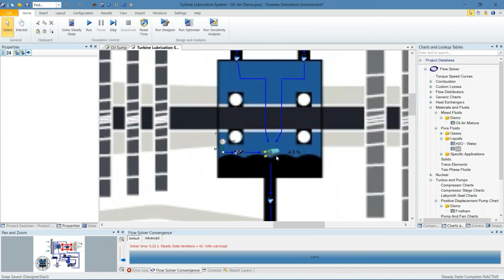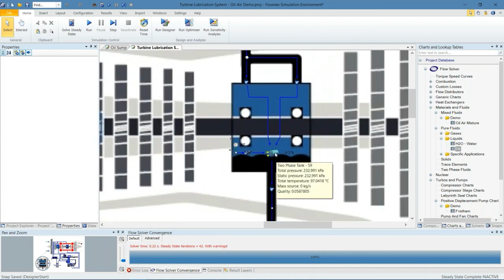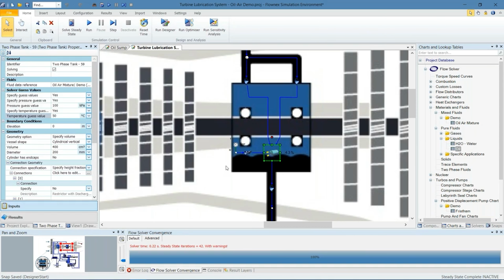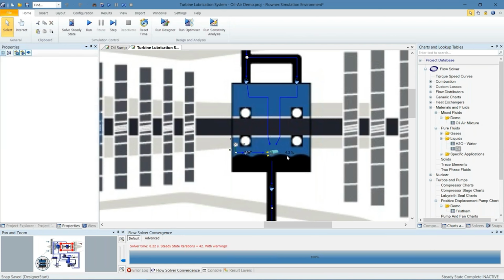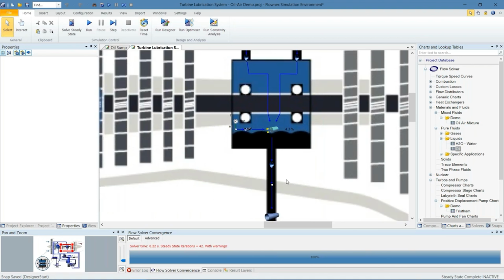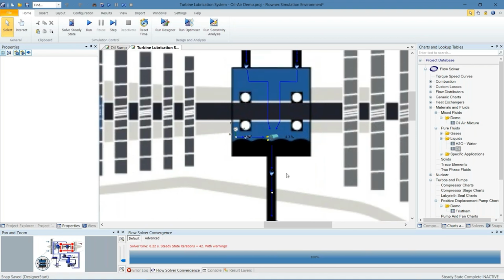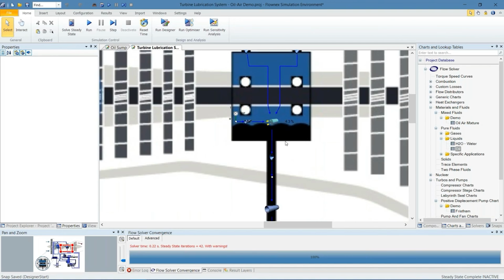This two-phase tank basically will do a mass balance between the air and oil phases and ultimately determine what the homogeneous level inside of that tank will be. So here we see the homogeneous void fraction being 95.7% air, which corresponds to about 4.3% liquid inside of this tank. Different combinations of air and oil will result in different homogeneous levels inside of this tank.